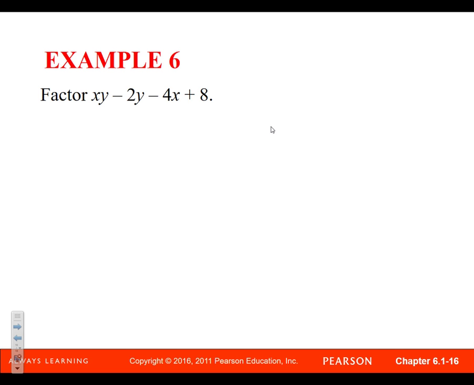How many people group the XY with the 2Y? You couldn't. Why? It's like XY is one variable, isn't it? It's one number.